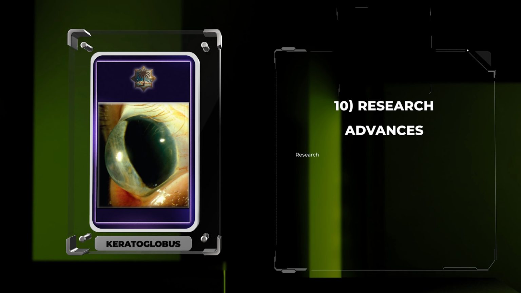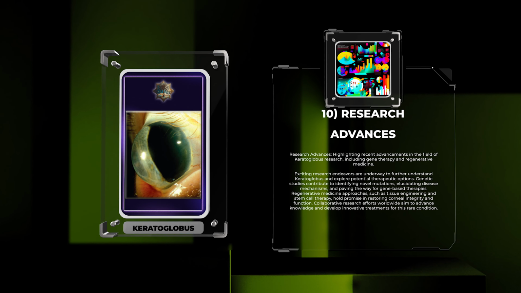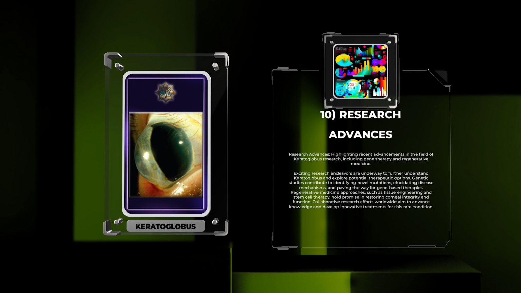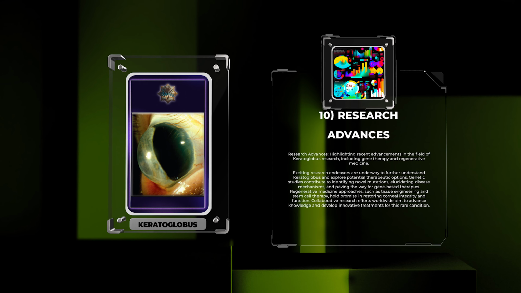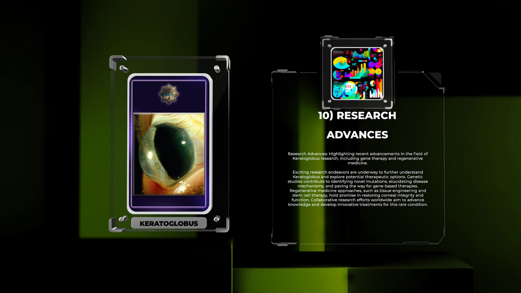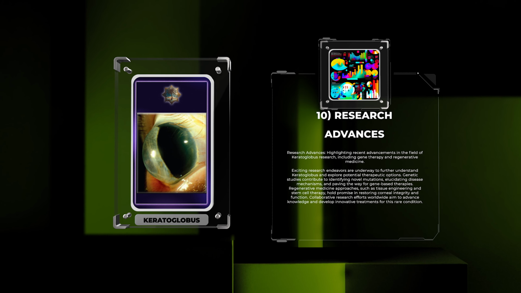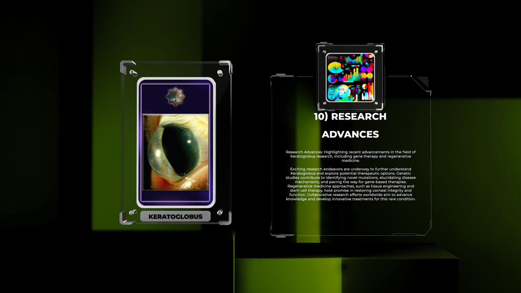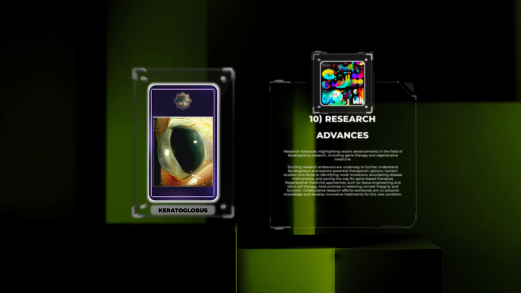Research advances, highlighting recent advancements in the field of keratoglobus research, including gene therapy and regenerative medicine. Exciting research endeavors are underway to further understand keratoglobus and explore potential therapeutic options. Genetic studies contribute to identifying novel mutations, elucidating disease mechanisms, and paving the way for gene-based therapies. Regenerative medicine approaches, such as tissue engineering and stem cell therapy, hold promise in restoring corneal integrity and function. Collaborative research efforts worldwide aim to advance knowledge and develop innovative treatments for this rare condition.